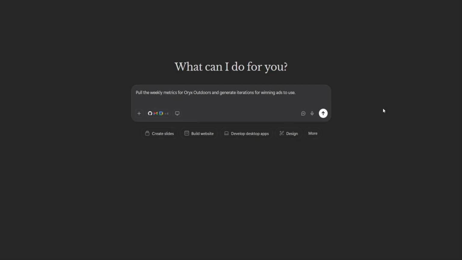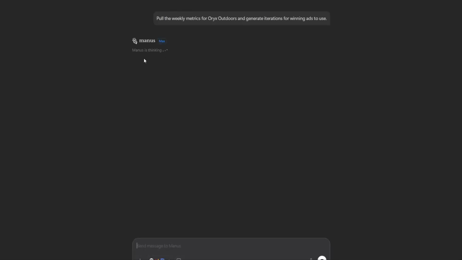Okay, what we're doing here is demonstrating one of the marketing agents that we have. It's going to pull weekly metrics for one of my clients. And then from those metrics and looking at the ads, it's going to generate iterations of ad copy, different types of images that we can use and plug right in.